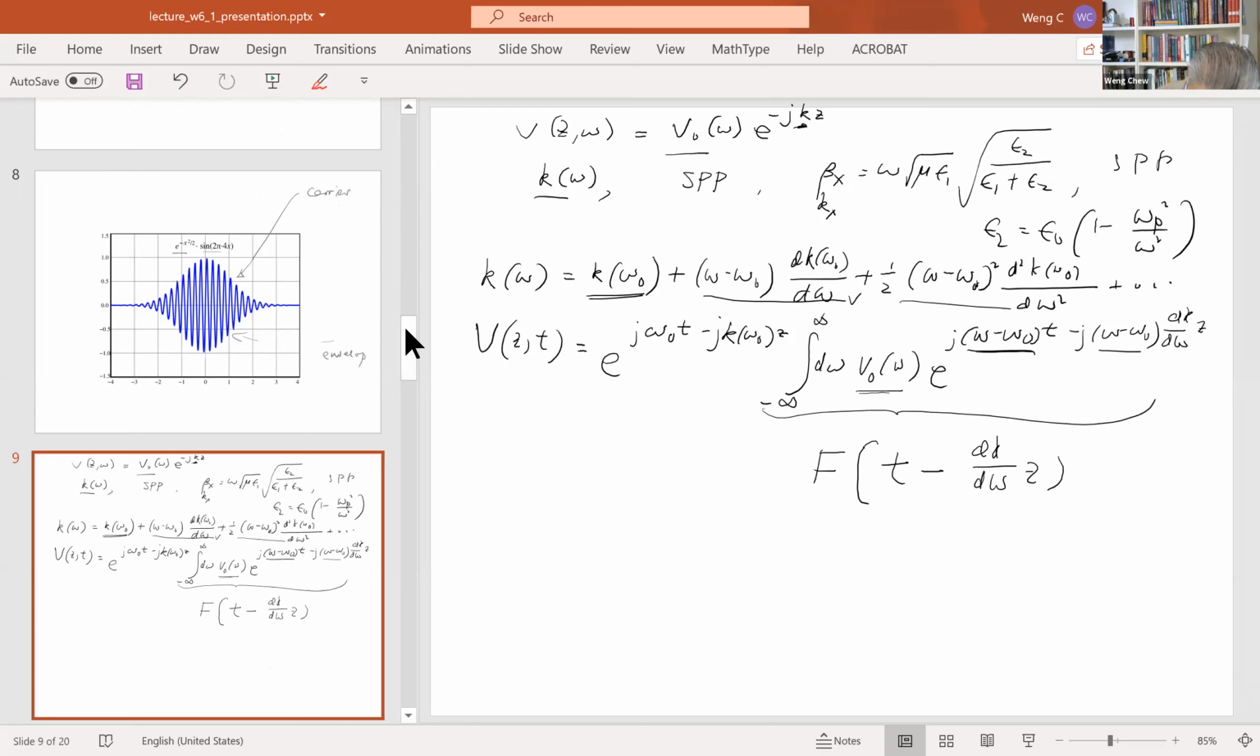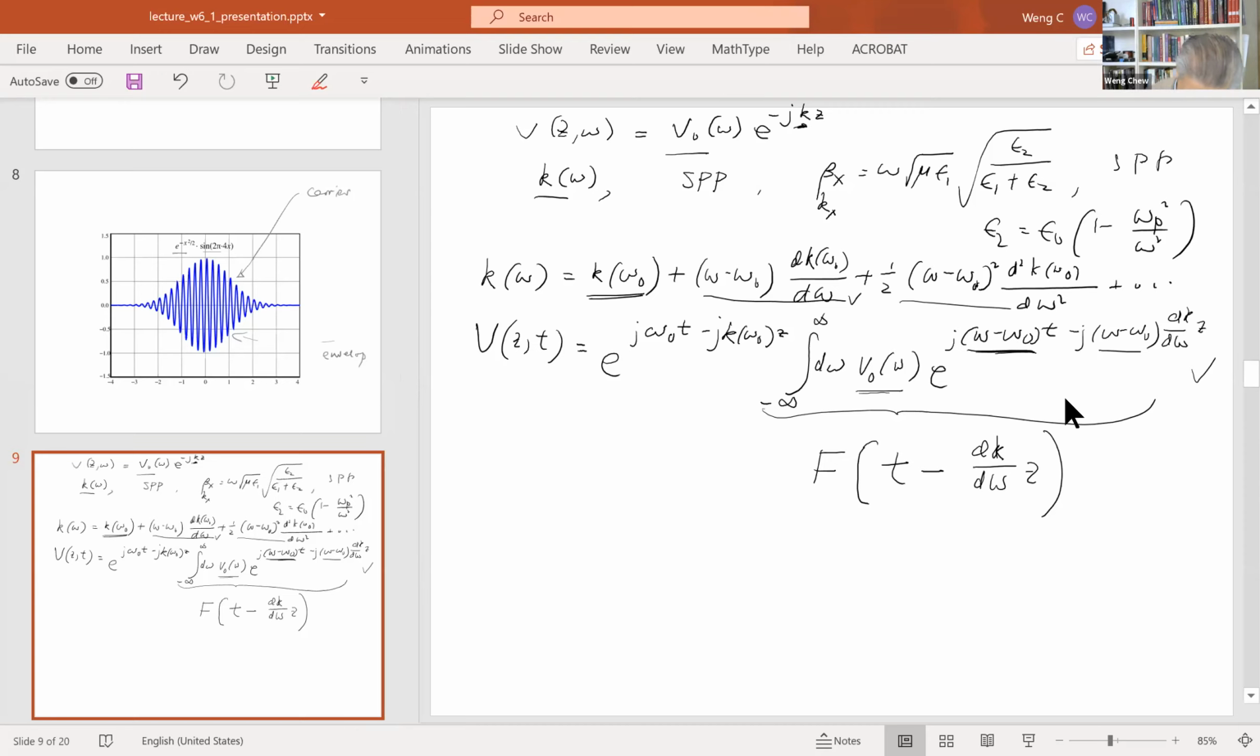This is common to both. So if I were to look at this function, if I factor out this and look at this function, this Fourier transform function is actually a function of t minus dk/dω z. Can everybody see that? You take this outside, I can collect these two terms. And if we collect them together, it is a function of t minus dk over dω z. Okay? And then it's a Fourier transform.